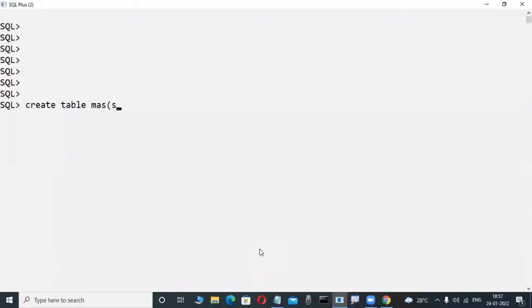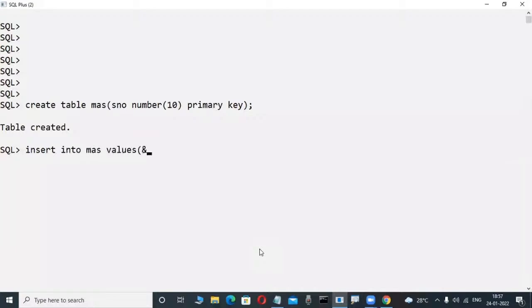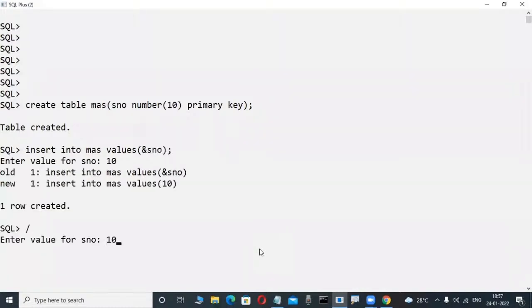Suppose I'm creating a master table like this, where a primary key is available. Don't write it, just a demo. Observe here. Now I try to insert duplicate data in the master table. It's 10, and again 10 is not possible.